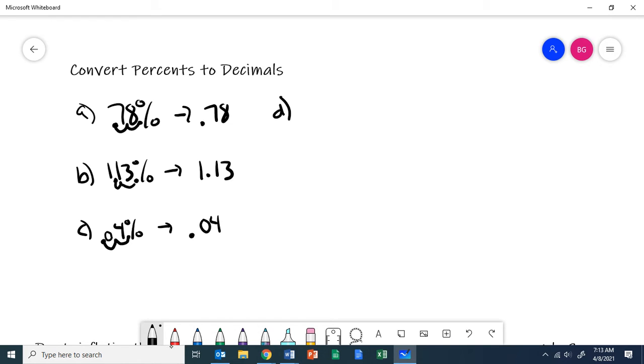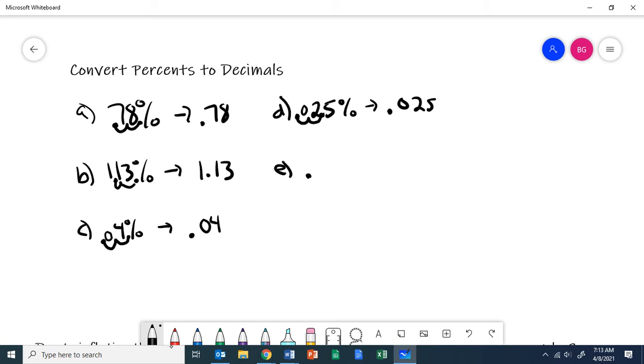All right, so D, I have 2.5% this time. I want you to try this one now. Okay, same thing, find that decimal point. It's right there. Move it 2 places to the left. 1, 2. You have a blank, you fill it in with a 0. So 2.5% as a decimal is 0.025. Okay, 0.025.